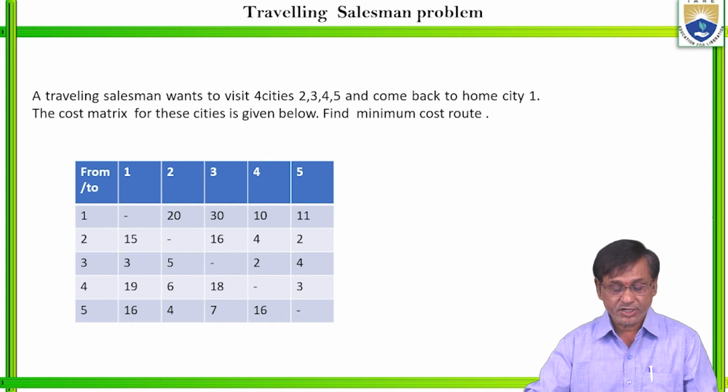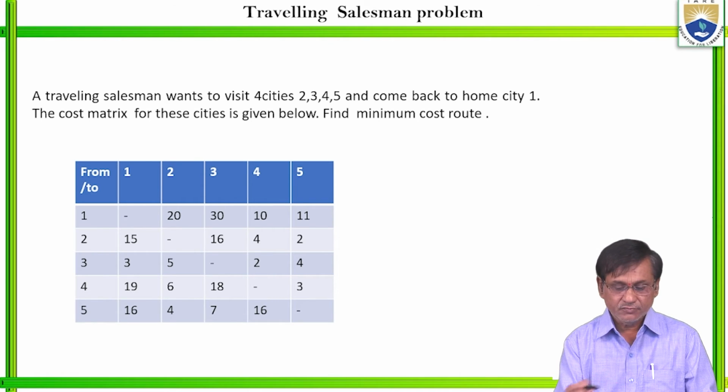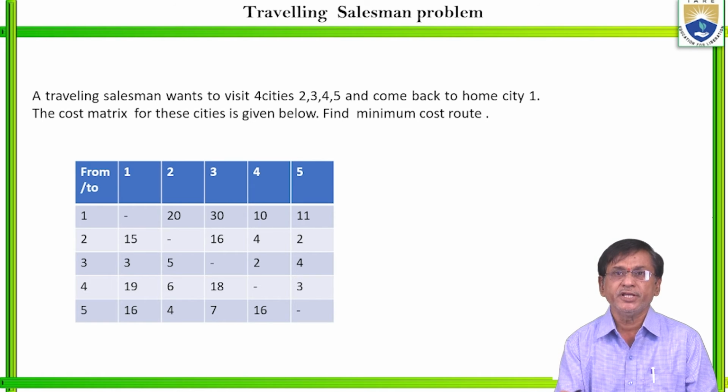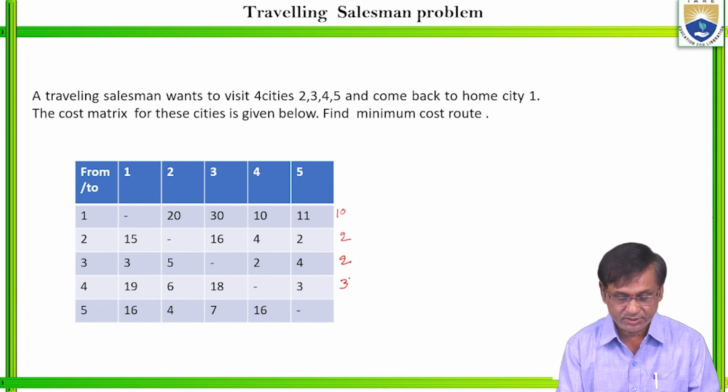Now what is the next step? Next step is we have to construct the matrix for the reduction. Is there any possibility to reduce the matrix? Now check up. First write the values, minimum values. Here the minimum value is 10. Here the minimum value is 2. Here the minimum value is 2. Here the minimum value is 3. Here the minimum value is 4.